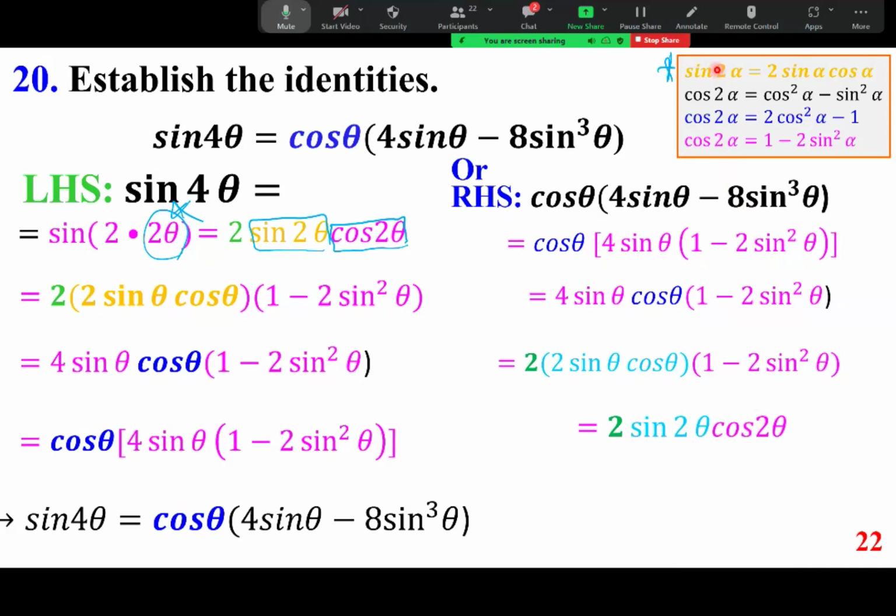And so going back to that, this is 2 sine alpha cosine alpha. That means sine of 2 alpha. The alpha is 2 theta. So think about 2 theta, everybody. Think about 2 theta as alpha. And you get sine of 2 times 2 theta, which is sine of 4 theta. And again, I'm not too sure which one is easier for you. You decide. Either way is fine.